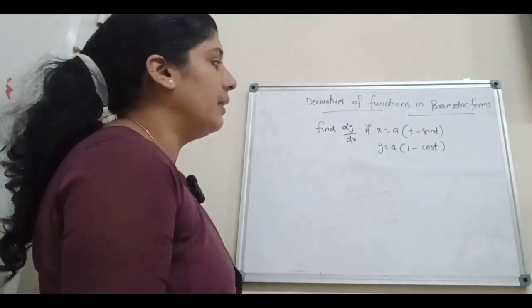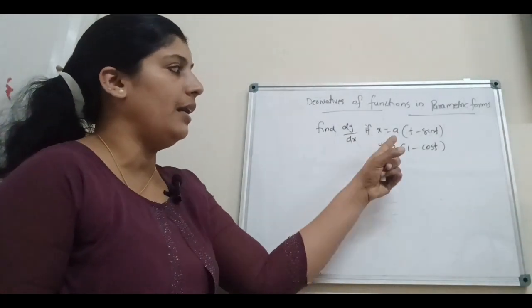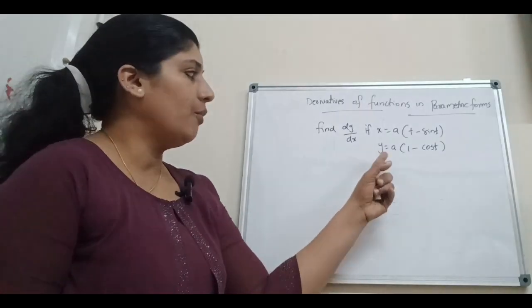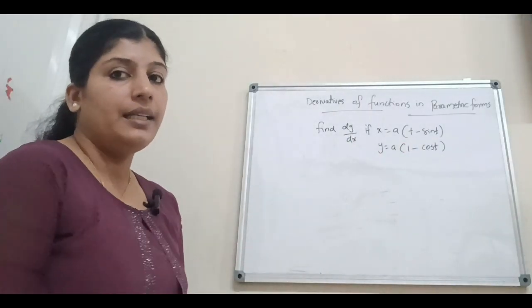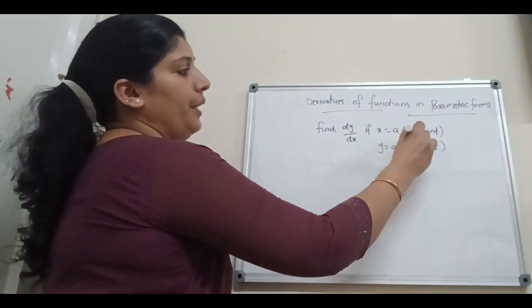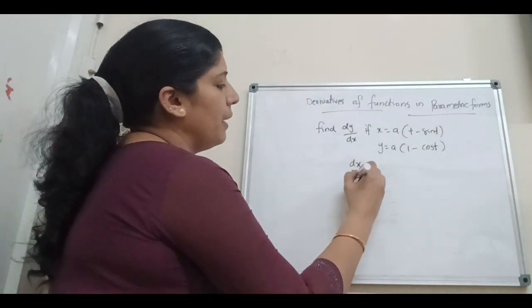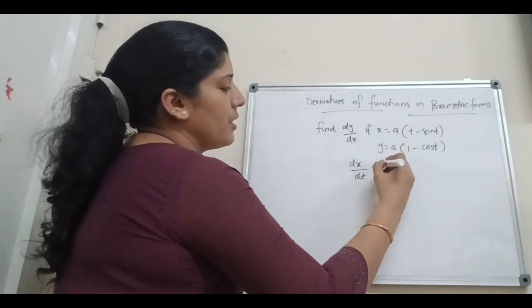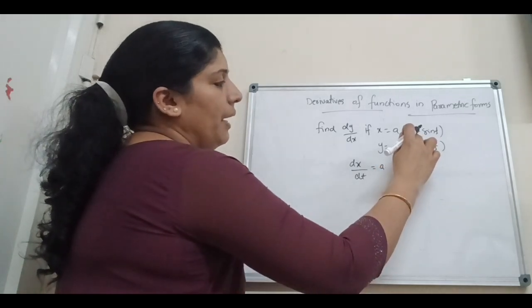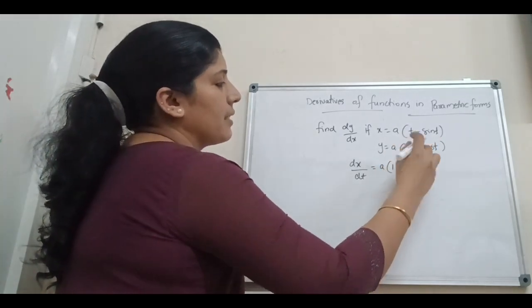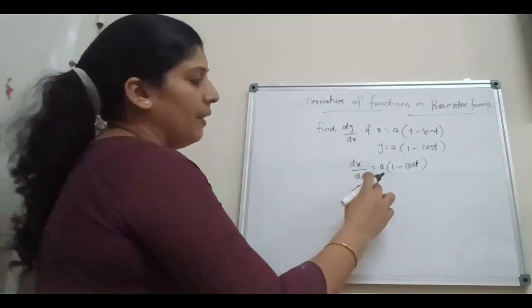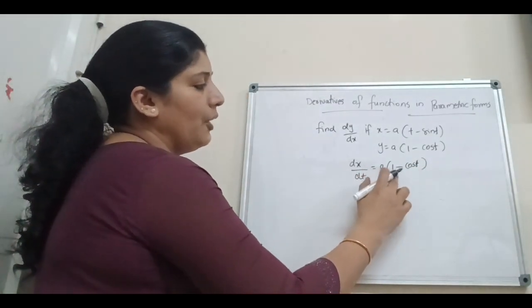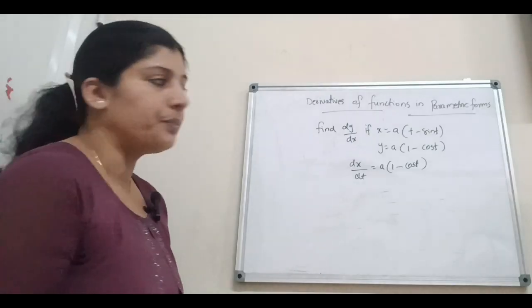Next question. Find dy by dx if x equals a into (t minus sin t), y equals a into (1 minus cos t). Here first we have to find out dx by dt. Here x equals a into (t minus sin t). Therefore dx by dt equals, here a is constant, a into d by dt of t, that is 1, minus d by dt of sin t, that is cos t. Therefore directly we can write dx by dt equals a into (1 minus cos t).